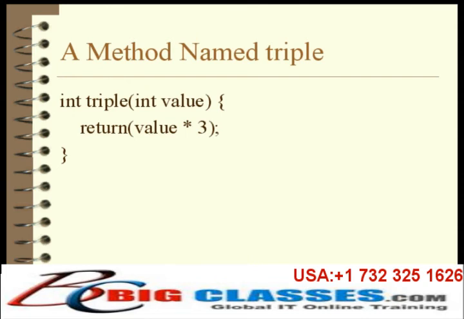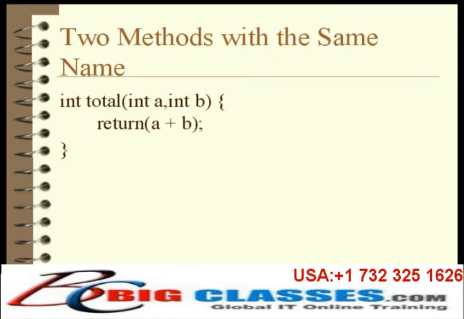Here is a method that both accepts an argument and returns a value. In this case, the value returned is the value of the argument multiplied by 3. The full name of a method includes the list of types of its arguments. In this example, the full name of the method is actually total int. This method simply returns the sum of the two argument values passed to it.